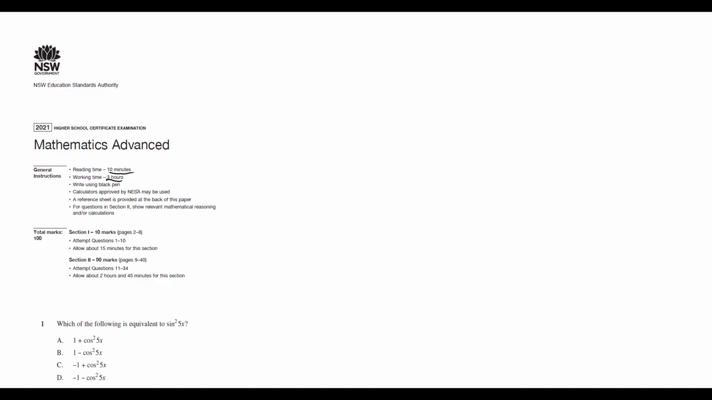And then if you have any extra time in that reading time, start working on the multiple choice section in your head. Now, for the working time of 3 hours, we have 100 marks to account for, so you should allow about 1.8 minutes per mark of each question. So, with that being said, let's dig right into it.